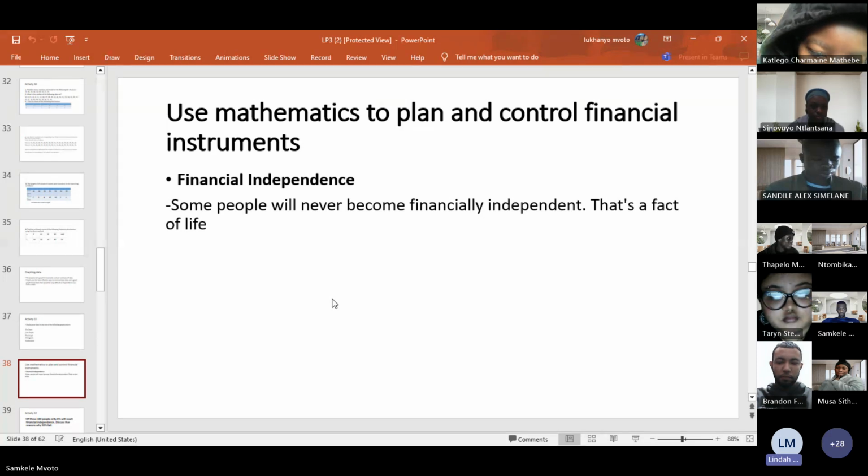Use mathematics to plan and control financial instruments. Here, we are not talking about finance. We are going to talk about budgets. We are going to talk about interest rates, simple and compound interest.